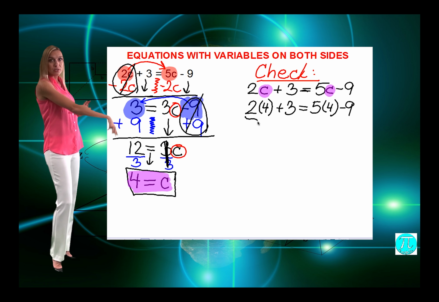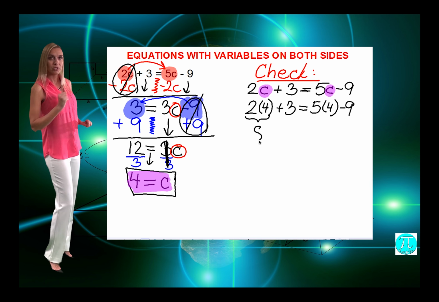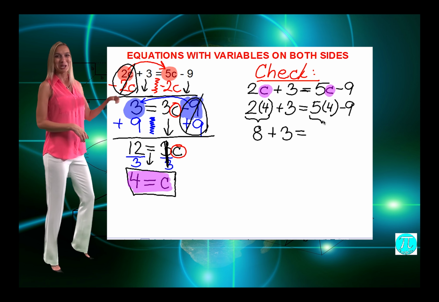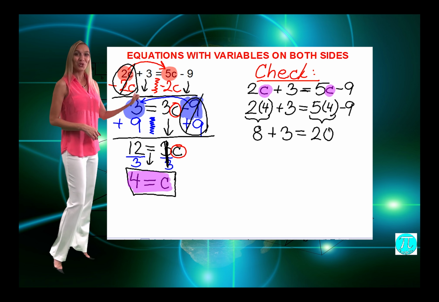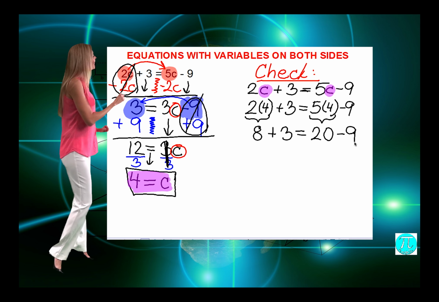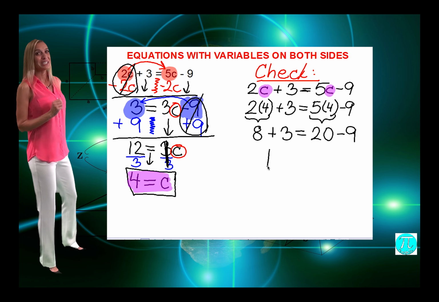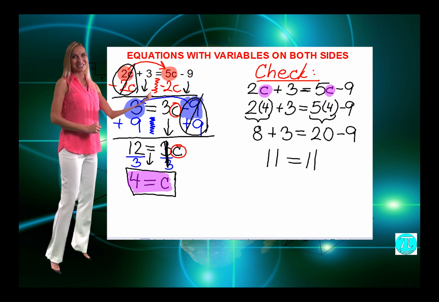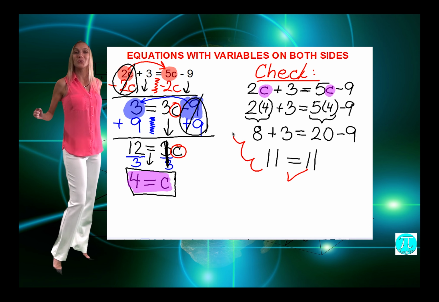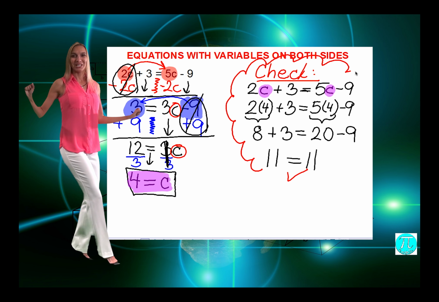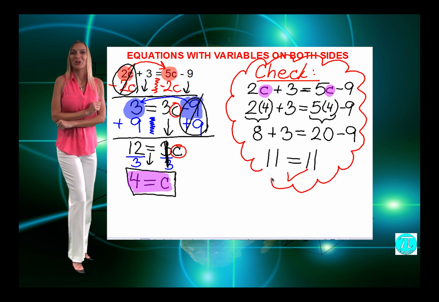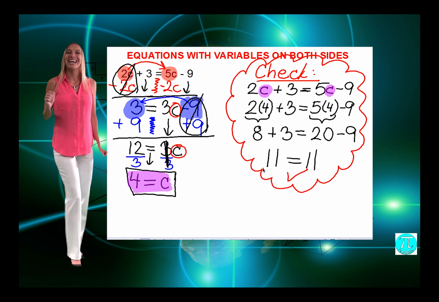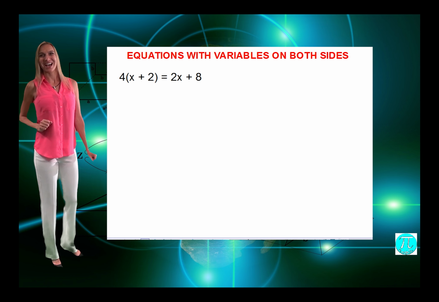Now we have to think about order of operations. We have multiplications, additions in there. Well, order of operations says do the multiplication first. 2 times 4 is 8, plus 3 equals 5 times 4 is 20, minus 9. What is 8 plus 3? That's 11, equals 20 minus 9 is also 11. So guess what? Both sides of the equal sign are equal, so our solution checked. Yay!